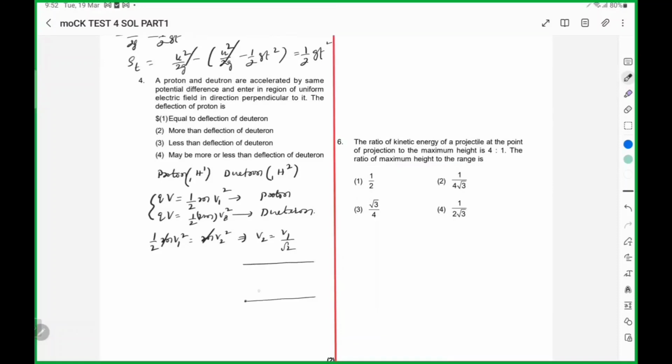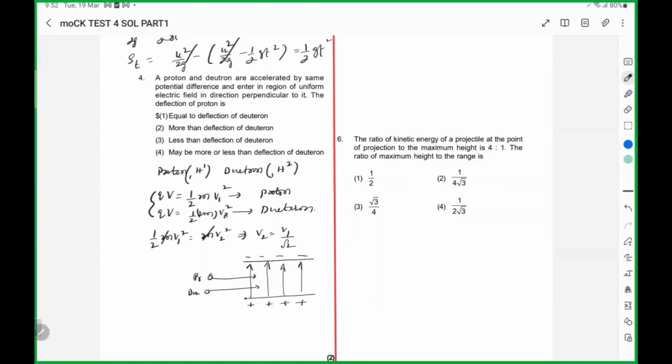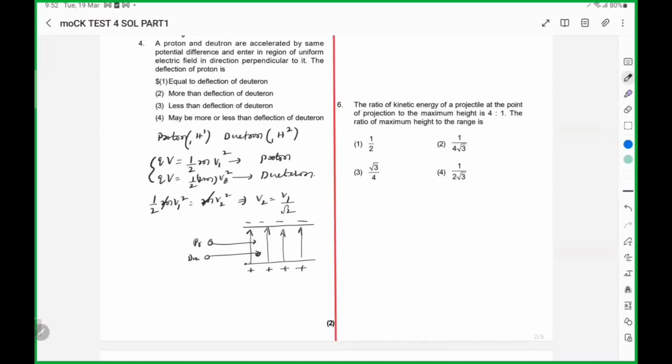Let us consider two plates. Here is a positive charge. So electric field will be like this. And proton as well as deuteron both are moving perpendicular to the direction of electric field. Once it enters an electric field, for example deuteron, there is a force due to electric field, QE. And since it is moving with some velocity in horizontal direction, finally it traces a parabolic path like this.